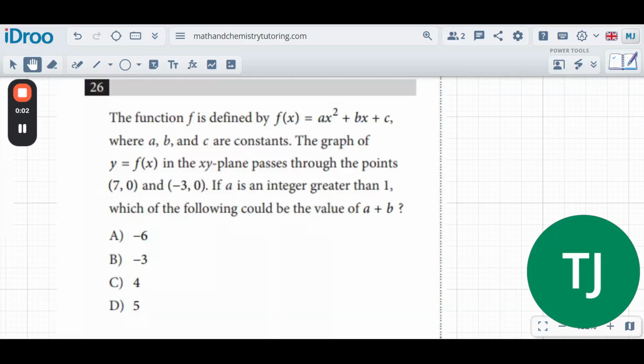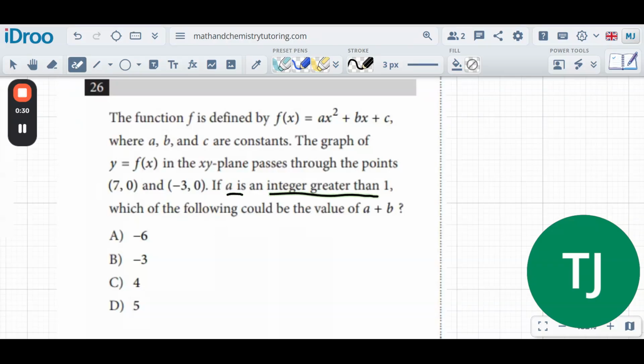This question is a practice SAT style question from the College Board. Let's take a look. The function f is defined by f of x is equal to ax squared plus bx plus c, where a, b, and c are constants. The graph of y is equal to f of x in the xy plane passes through the points 7, 0 and negative 3, 0. If a is an integer greater than 1, so we have to pay attention to that. A is greater than 1, so it can never be 1. Which of the following could be the value of a plus b?